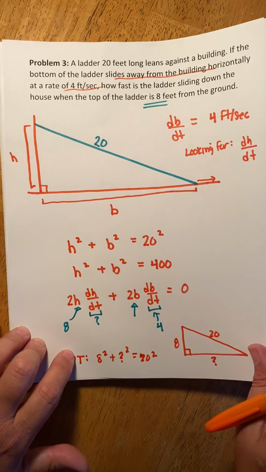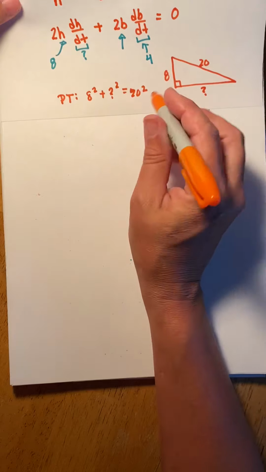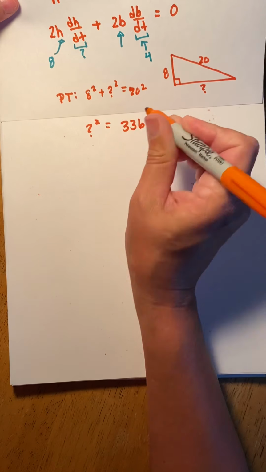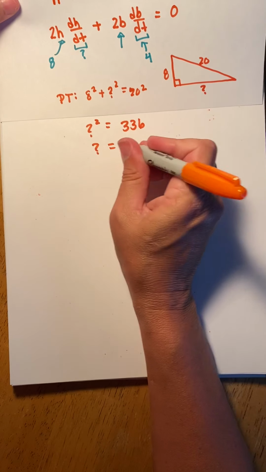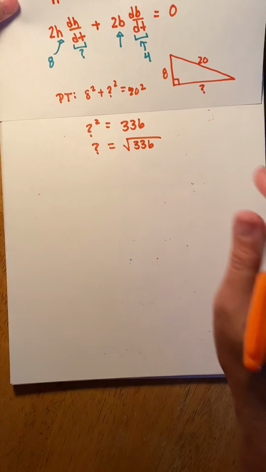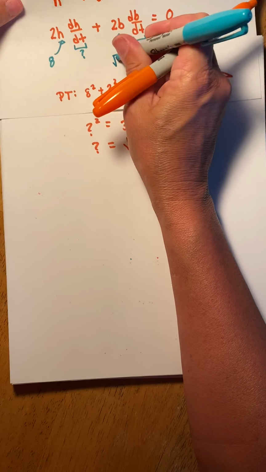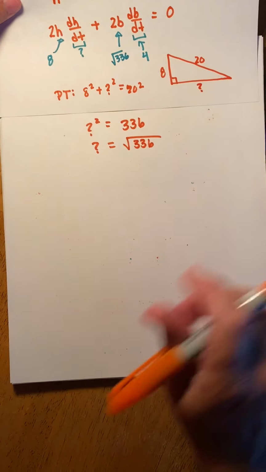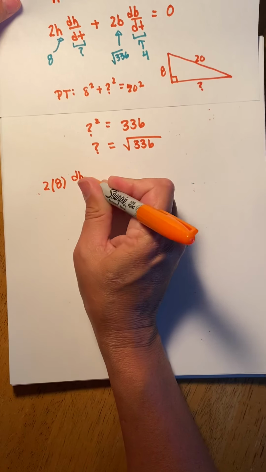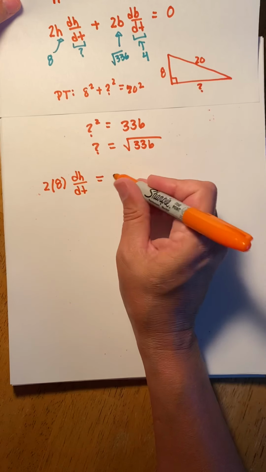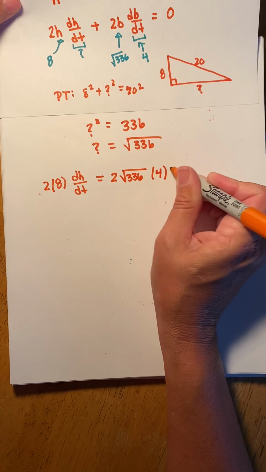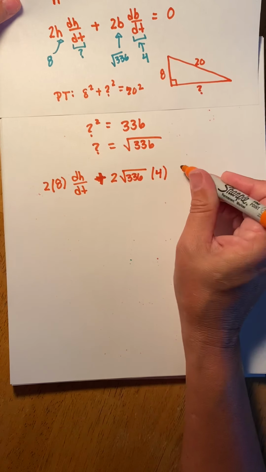So 400 minus 64, right? So we get this squared is equal to 336. So the length of that base at this instant in time is the square root of 336. So that's what's going to go here, square root of 336. So we have 2 times 8 times what we're looking for, dh/dt, plus 2 square root of 336 times 4. Whoops, sorry, that should be plus. That equals 0.